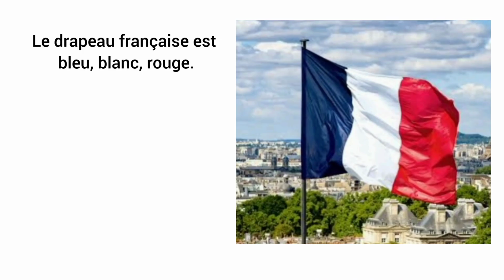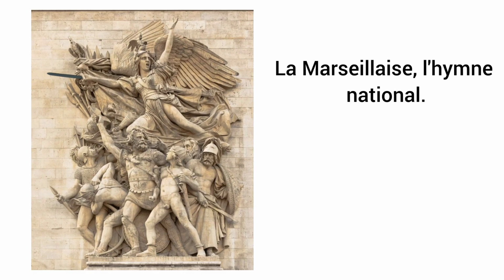The next one is the French flag. Here I have put up the picture of that as well. Le drapeau français est bleu, blanc, rouge. The word drapeau means flag. The French flag is blue, white and red in its sequence. Now, the picture coming in front of you is of La Marseillaise. La Marseillaise, l'hymne national, which means La Marseillaise is the national anthem of France.